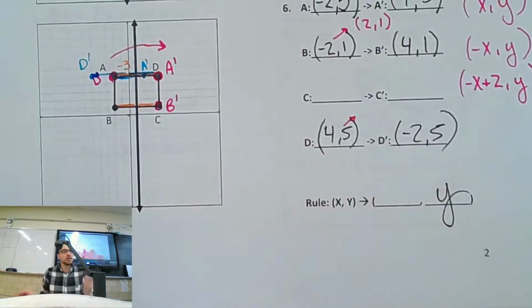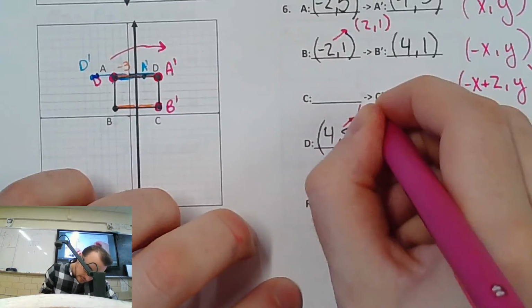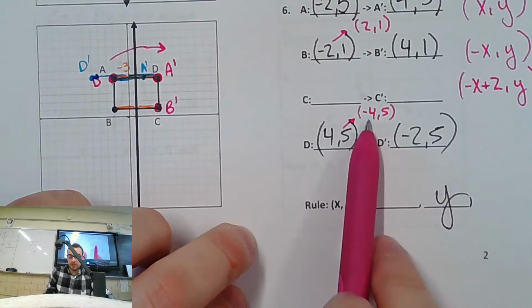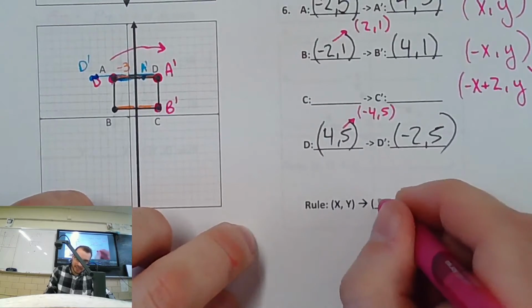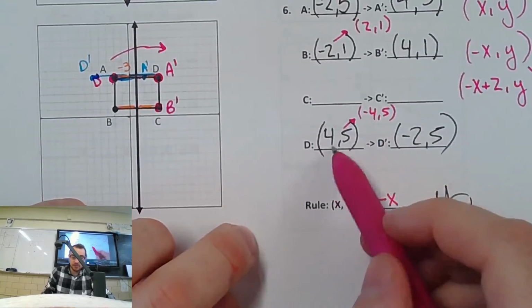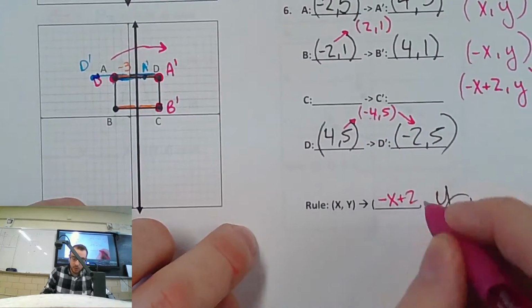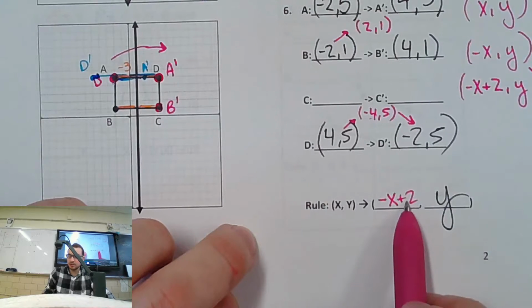I know it's a horizontal flip. Horizontal is the x value, so I negate the x. And I get this. What do I need to do to get from negative 4 to negative 2? I add 2. So I negate the x. That's what this step is. And then to get from there to there, I add 2. Did the y ever change? No. So it's negative x plus 2, comma y.